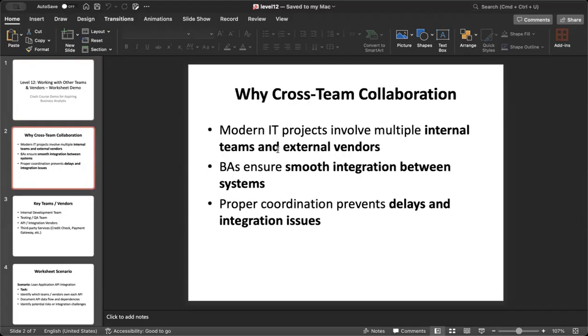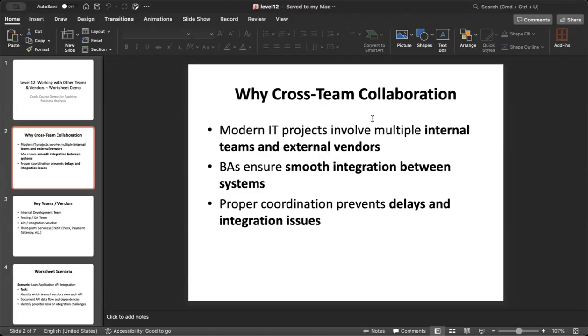Okay, so in modern IT projects, nothing is built by just one team. Multiple internal teams and vendors work together to deliver one solution. So as a business analyst, your responsibility is to ensure all systems integrate smoothly. That's the main point. Good collaboration avoids delays, rework, and integration issues.